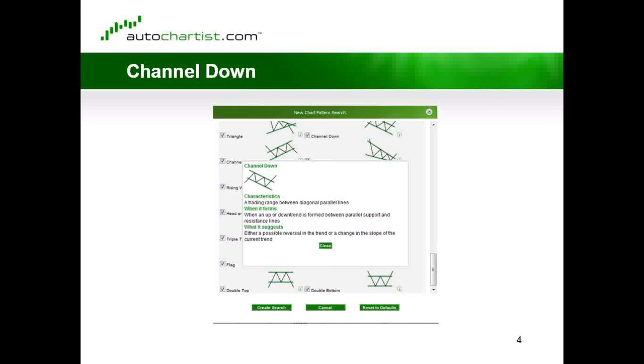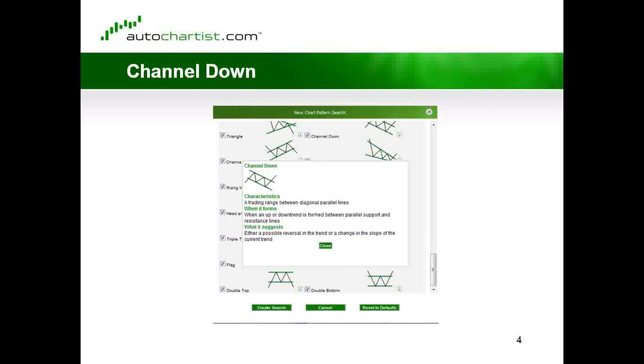Of course, you can contrast this against a triangle, which has two lines, but they eventually do merge at the end to form an apex. So when you're looking at a channel, you can have a downtrend, for example, in this channel down, and you can also have an uptrend. But the key feature is that you have a trade action that takes place between two parallel lines, and you have various swings. So you can have tops and bottoms in there.